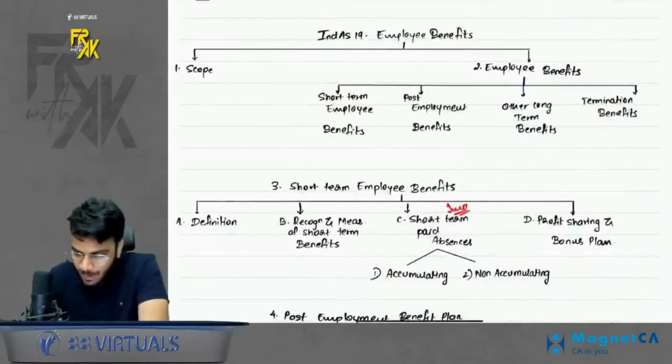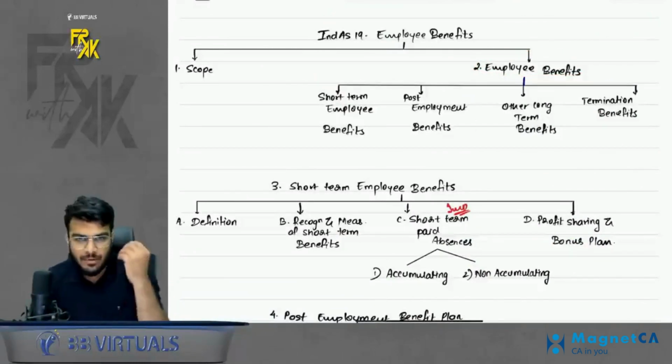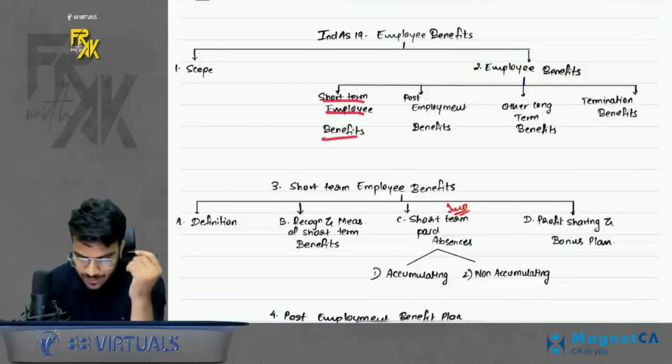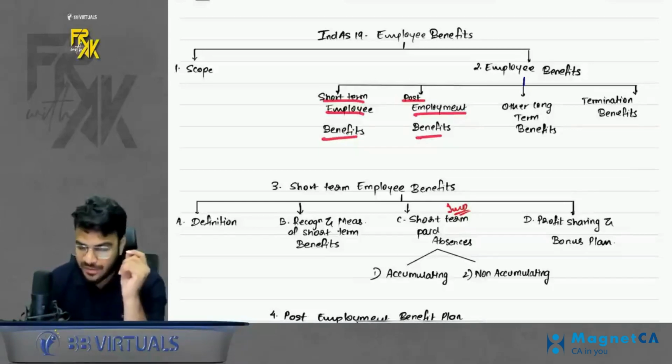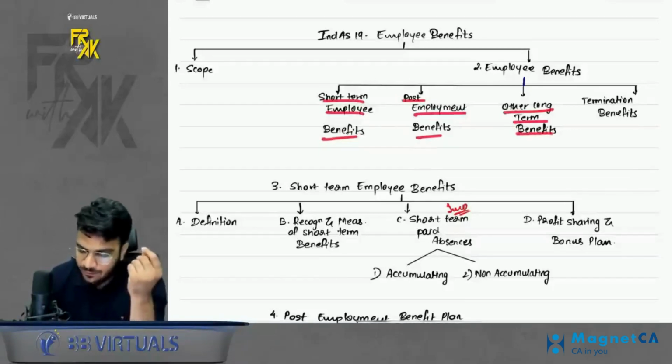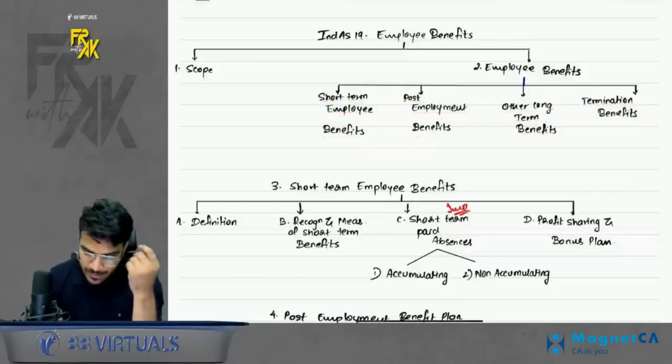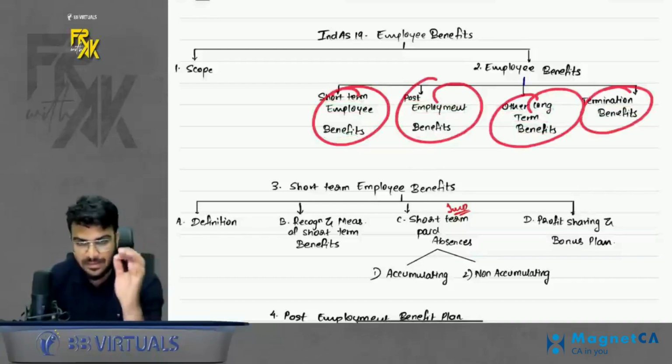Next point is employee benefits. What is the meaning of employee benefits? Employee benefits can be of four types. One is short-term employee benefits, next is post-employment benefits, then other long-term benefits, and then termination benefits. Each of them we will revise separately.